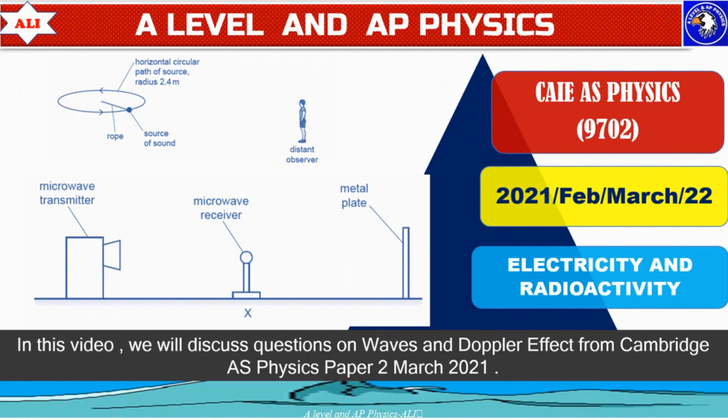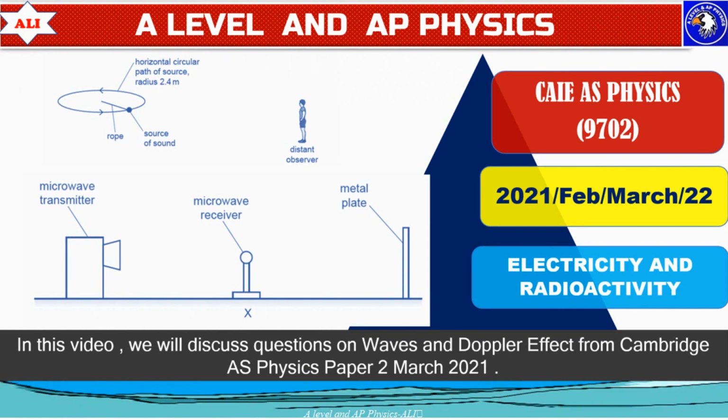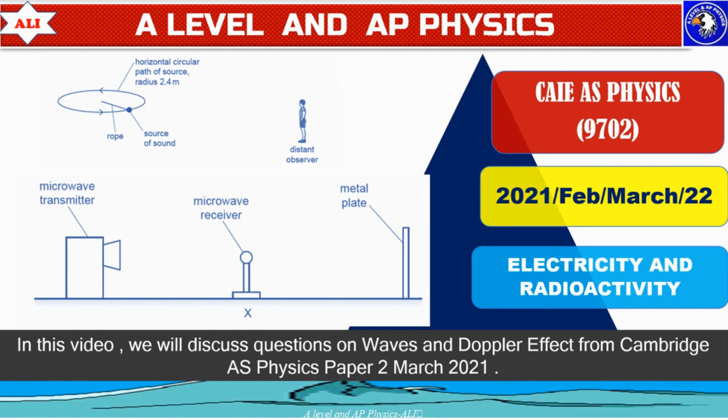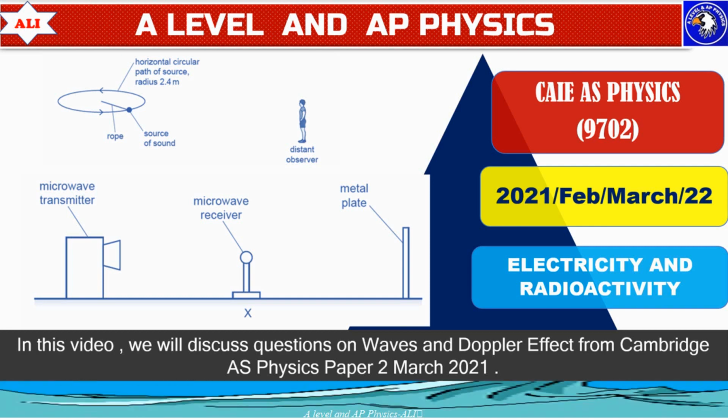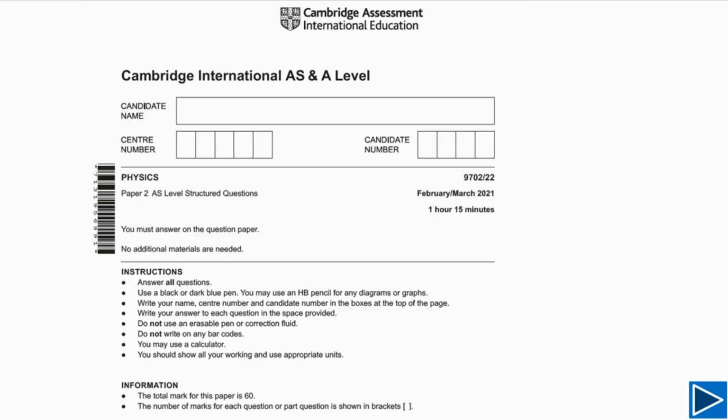Welcome to A-Level and AP Physics, a place where you can improve your understanding of physics with confidence. In today's class, we will discuss questions on waves and Doppler effect from Cambridge AS Physics Paper 2. And this paper is from March 2021.